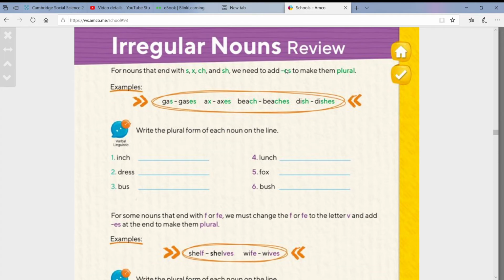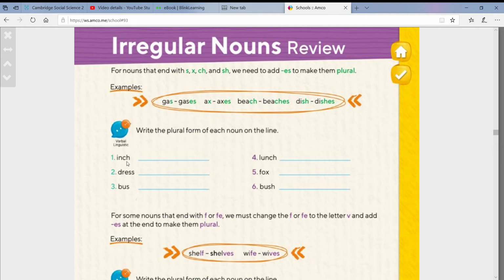So let's see. One gas, two gases. One axe, two axes. One beach, two beaches. One dish, two dishes. Now, let's have a look. We're going to write the plural form of each noun on the line.